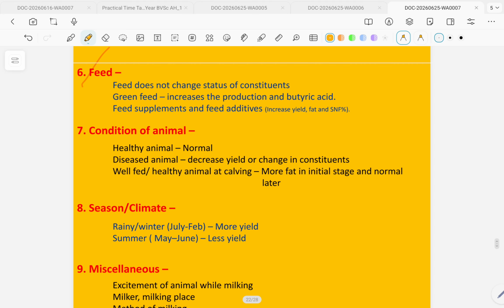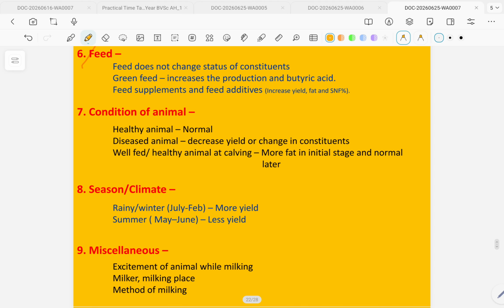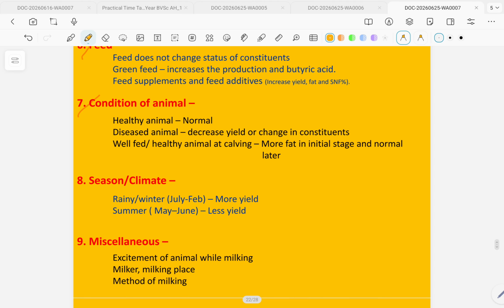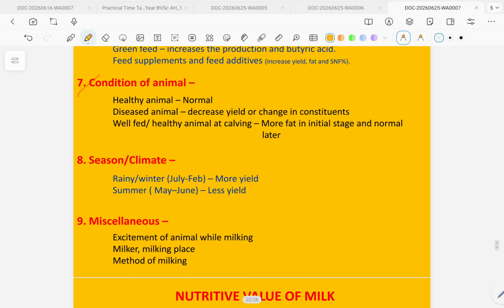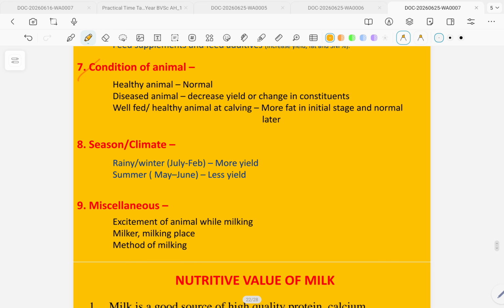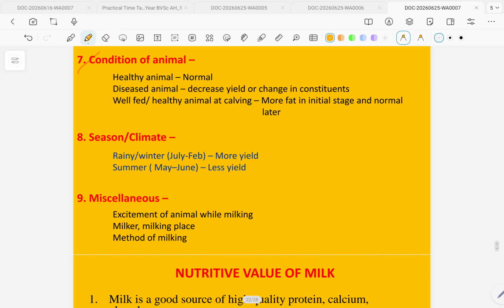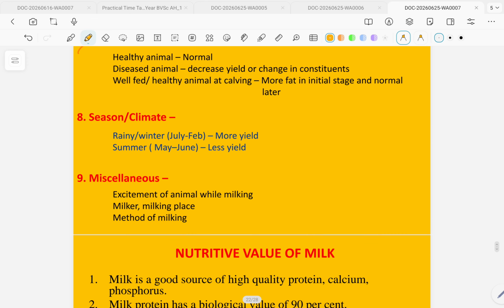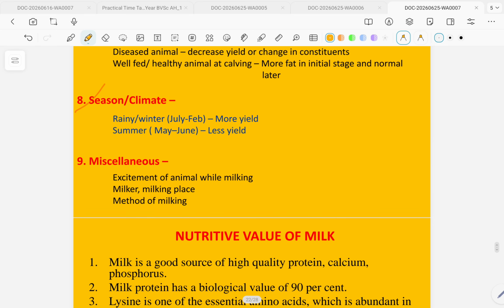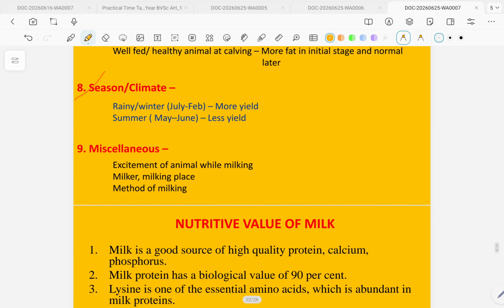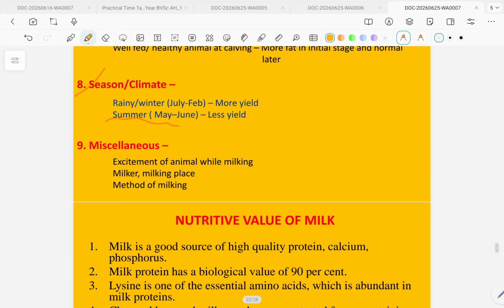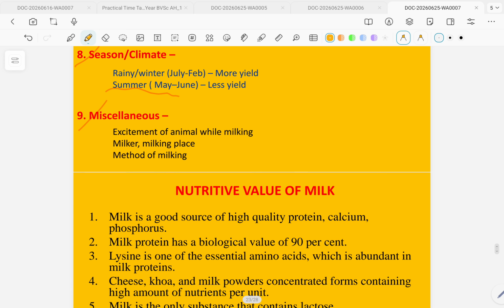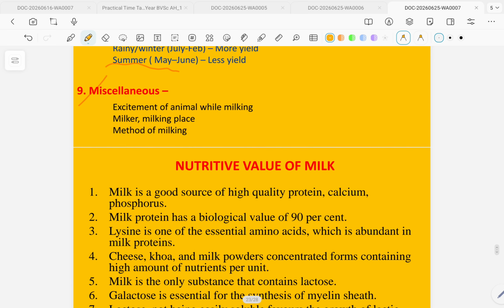Green feed increases the production and butyric acid. Feed supplements and feed additives increase yield, fat and SNF. Condition of animal: a healthy animal is normal, a diseased animal shows decreased yield or change in constituents. A well fed or healthy animal at calving gives more fat in the initial stage and normal later. Seasonal or climate effect: rainy season and winter, July to February, give more yield; summer, May or June, gives less yield. Miscellaneous: excitement of the animal while milking, milking place, method of milking.